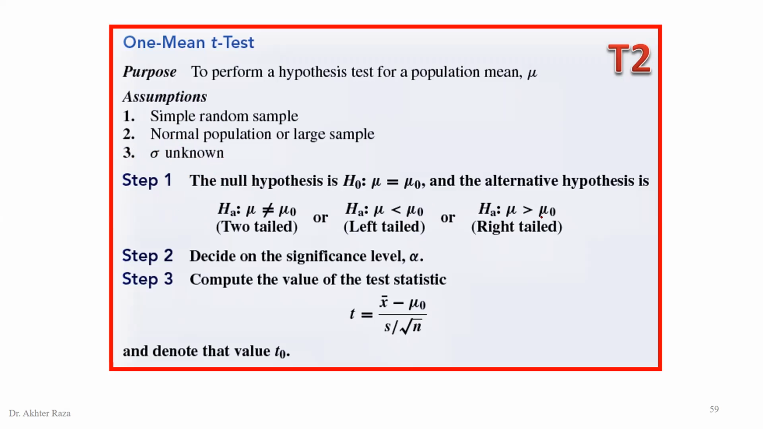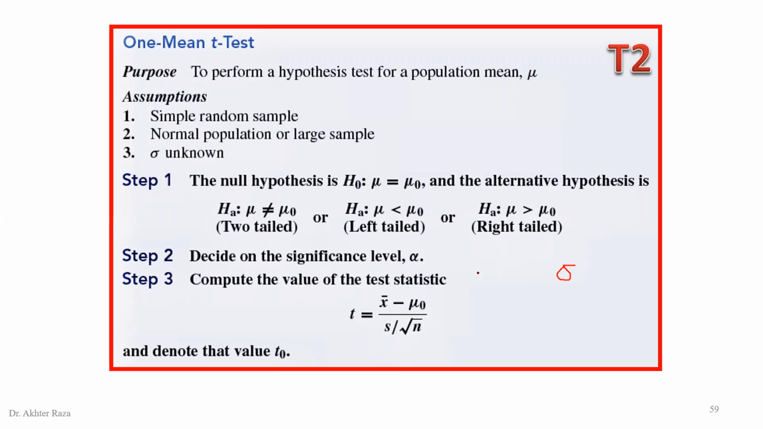Null hypothesis, alternate hypothesis, decide the level of significance alpha. T-test is used in place of Z-test. One thing is changed. That thing is what? S is used instead of sigma. Because sigma is not known, and according to the theory, sample variance is an unbiased estimator of population variance.